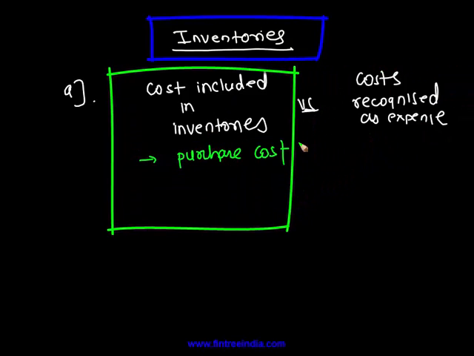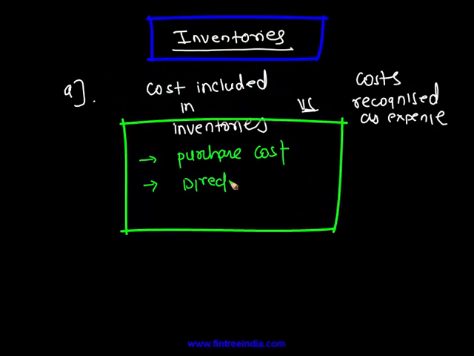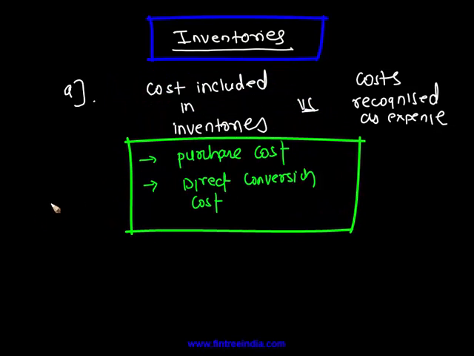So if you buy some raw material, then that raw material is definitely going to be a component of your inventory cost. What we would also include in the inventory is the conversion cost. More specifically, the word in the curriculum is direct conversion cost. You think in the context of a manufacturing firm.